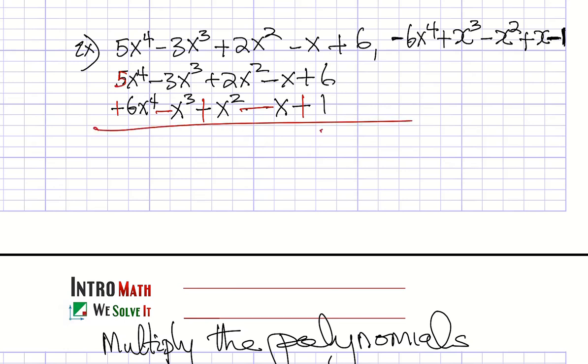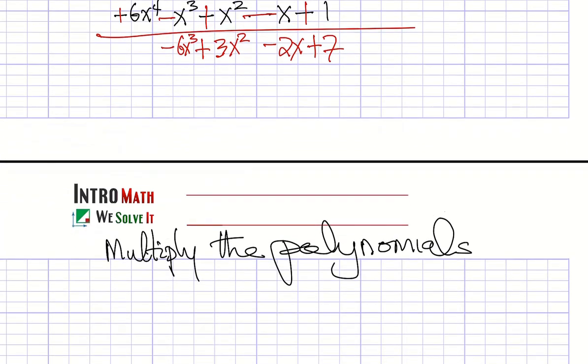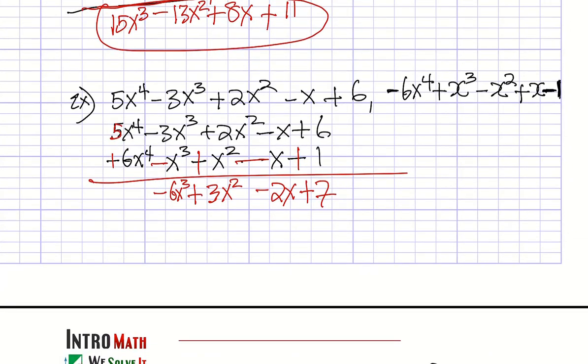This is 7. This is minus 2x. And this is 3x raised to the power 2. This is minus 6x raised to the power 3. And this is, let me see, what is that? That is 11x raised to the power 4. See, that's what we're looking for. That's it right there.